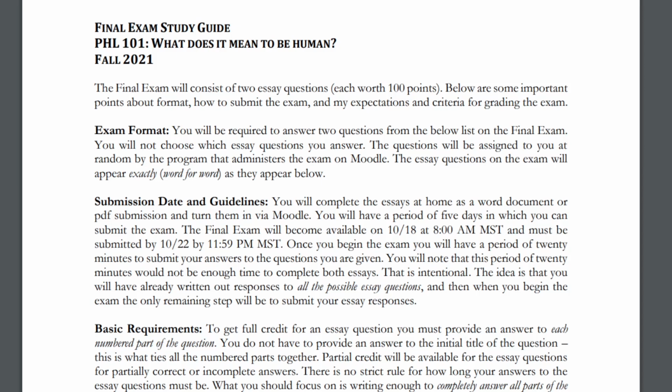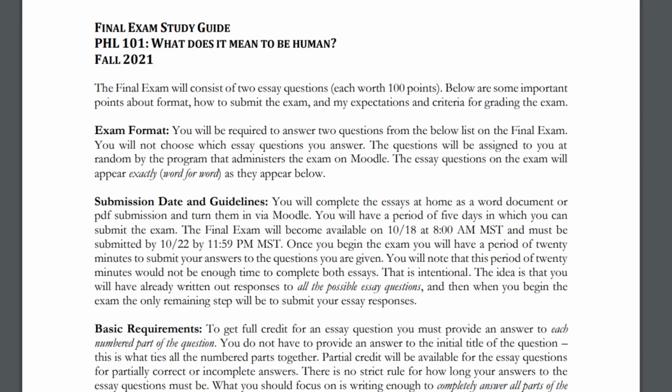However, the reason for the 20-minute time limit is to force you to write your essay responses to all the possible essay questions in advance. The idea here is that once you open the exam program, all the real work has already been done. All that will be left to do is to upload your responses that you have already prepared and written.